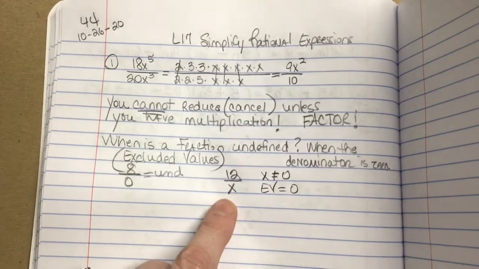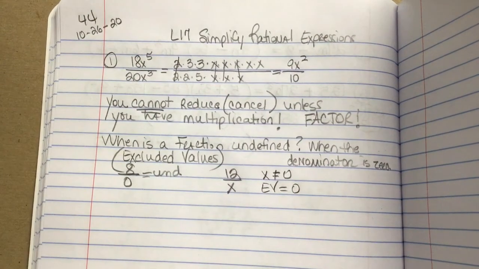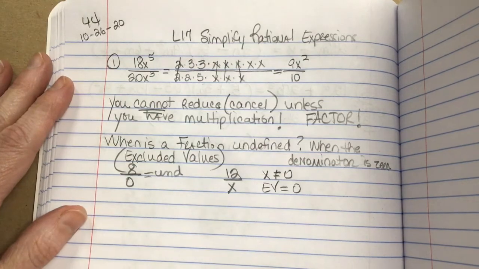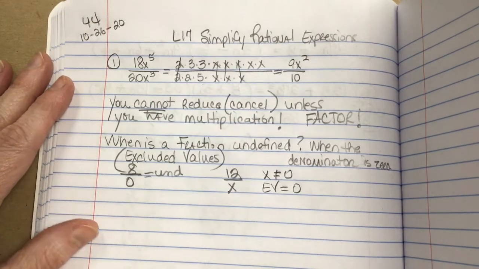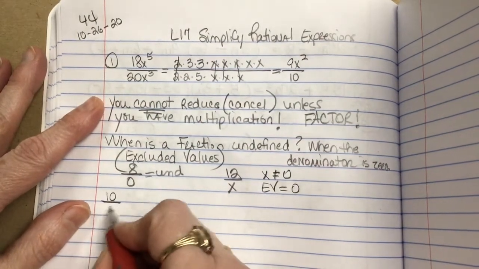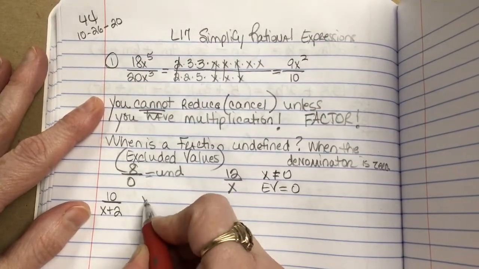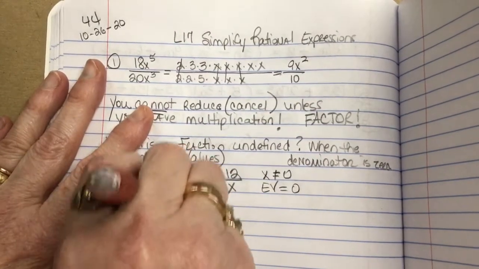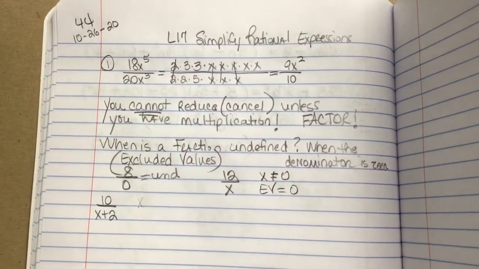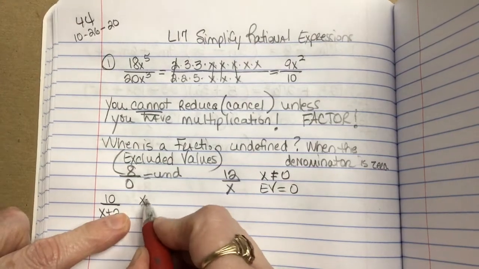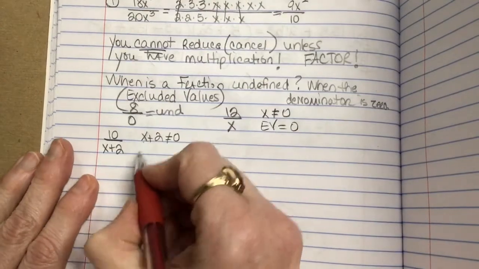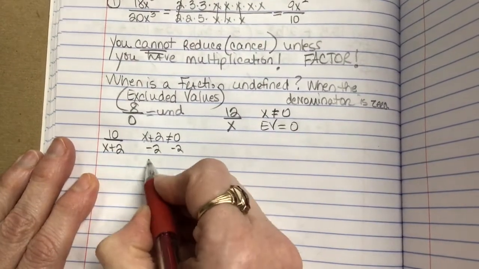Now you want to look at how many x's you have. That will help you determine how many excluded values you're going to have. We'll look at just a couple of examples. So what if I have 10 over x plus 2? What can x not be? It can't be negative 2, because then x plus 2 would equal 0. To me, that's a better way to explain it. So subtract 2, and you get x equals negative 2.